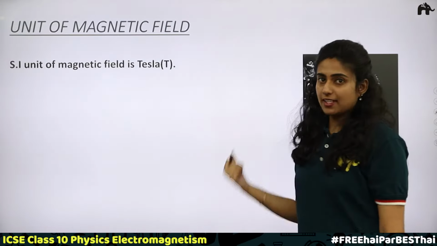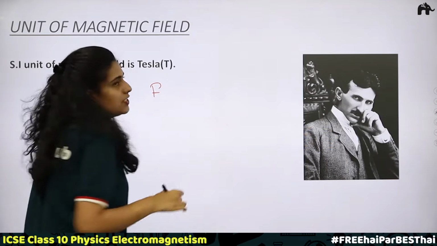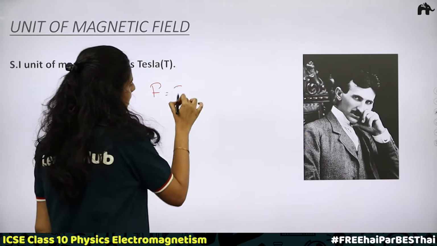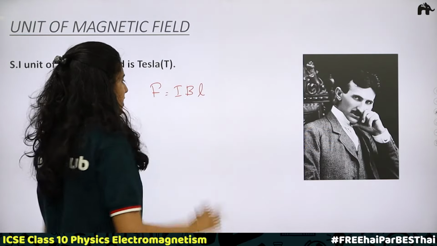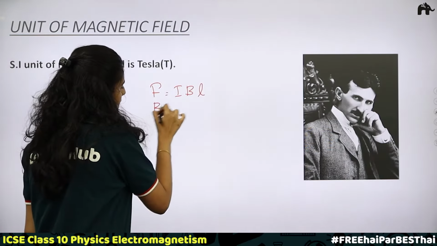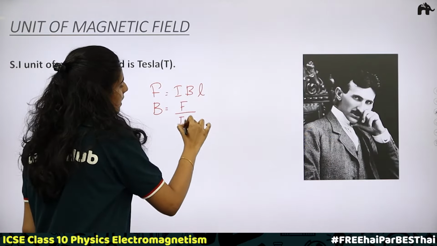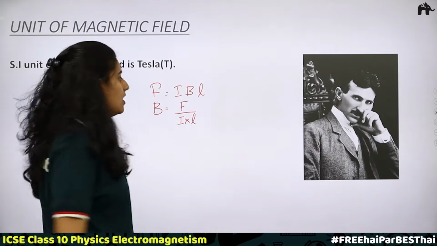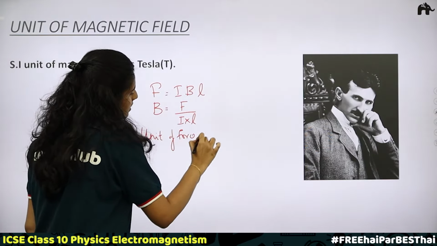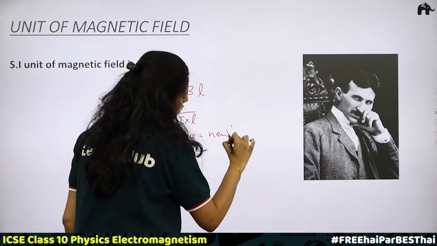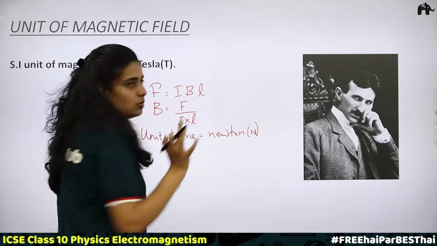Clear? Unit of magnetic field. We have studied the Lorentz force F is equal to current I, magnetic field B into length of the conductor L. From this we can get magnetic field B is equal to force divided by current into length of the conductor. Now what is the unit of force? Unit of force is Newton, right? From Isaac Newton's name we are taking this unit Newton.